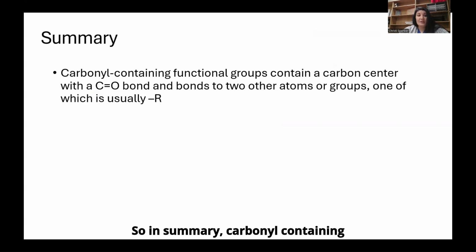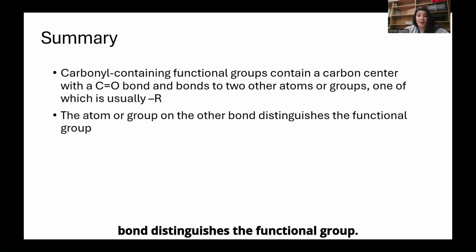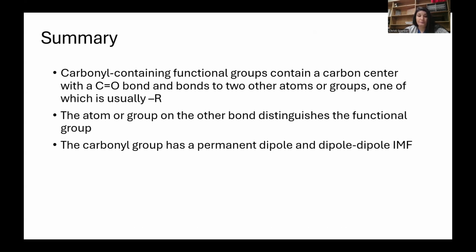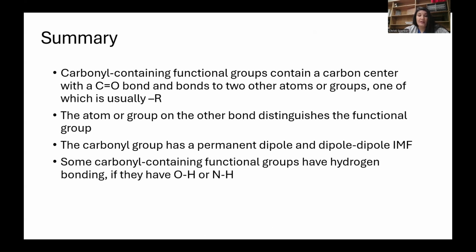So in summary, carbonyl containing functional groups contain a carbon center with a carbon double bonded to oxygen and bonds to two other atoms or groups. One of them is usually an R group, or the rest of the molecule, which usually contains a carbon atom. The atom or group on the other bond distinguishes the functional group. The carbonyl group has a permanent dipole and dipole-dipole intermolecular forces. And some carbonyl containing functional groups have hydrogen bonding if they have an OH or NH bond in their group.